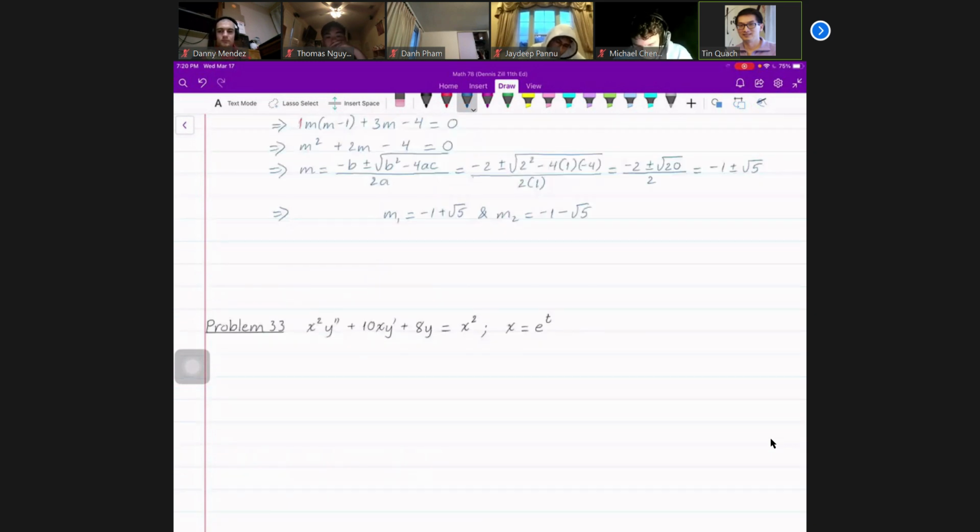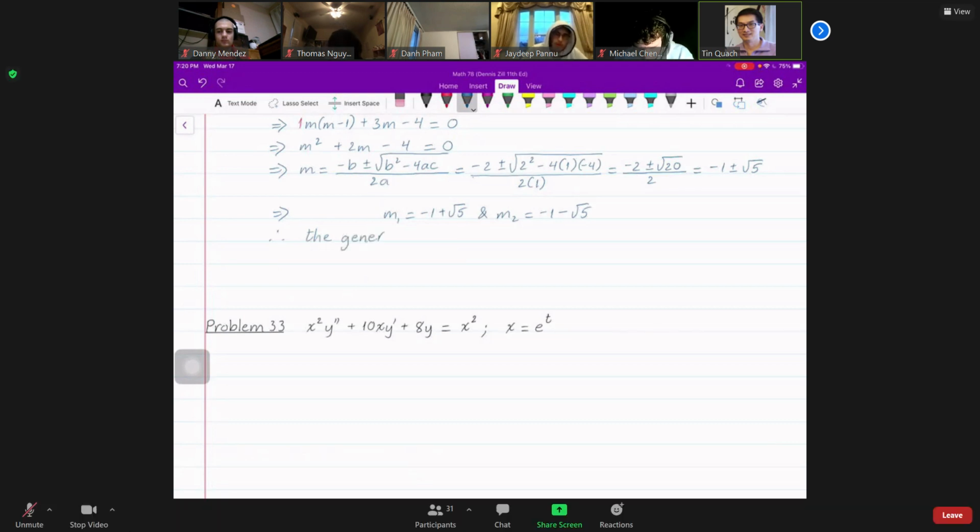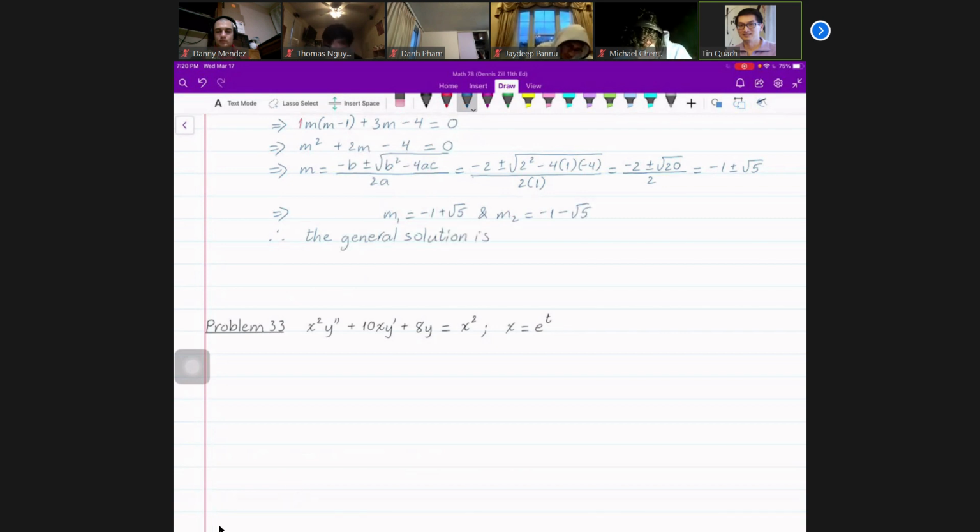So the general solution is y. I'm gonna skip a line. y equals c sub 1 times the first solution, which is x to the power -1 plus square root of 5, plus the second solution, c sub 2 times the second solution, which is x to the -1 minus square root of 5.